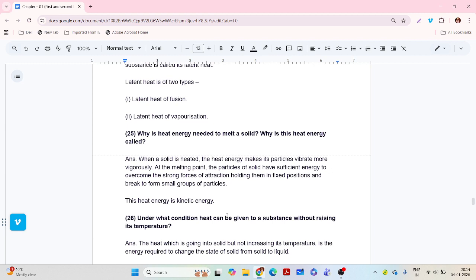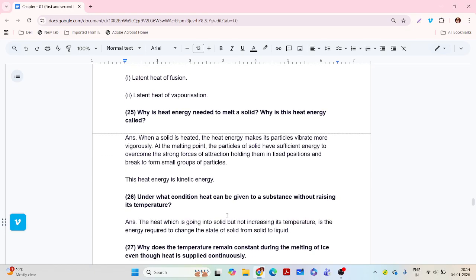Under what condition can heat be given to a substance without raising the temperature? The heat which is going into the solid but not increasing its temperature is the energy required to change the state of the solid from solid to liquid.